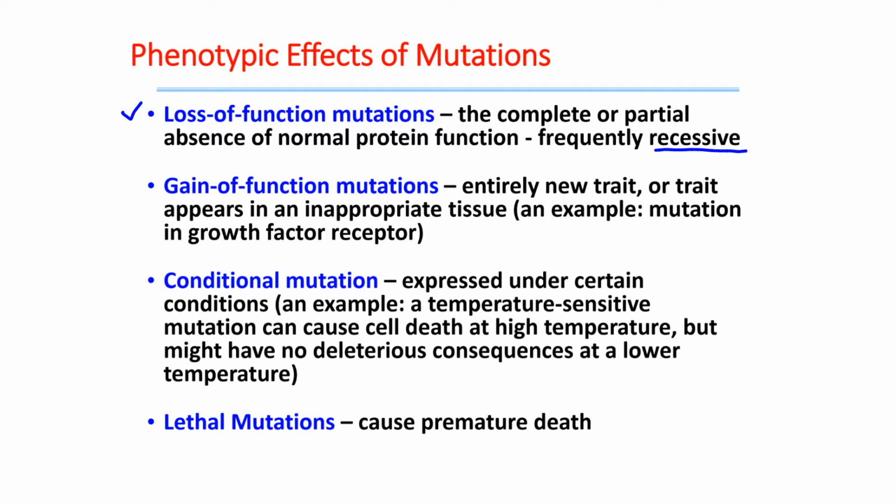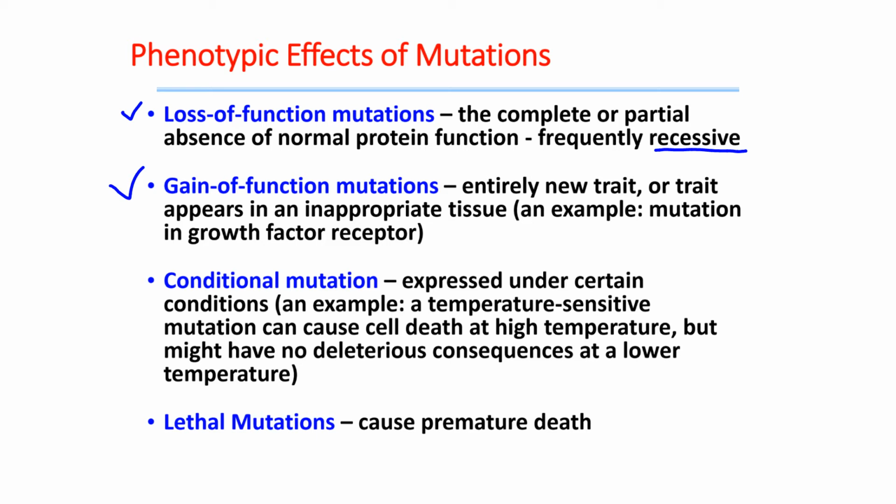Opposite to loss of function mutations are gain of function mutations. This mutation gives the cell or tissue an entirely new trait, or the trait which normally is physiological in a certain tissue appears in a new, inappropriate tissue. For example, growth factor receptor. Can you imagine if a growth factor receptor to VEGF appears, let's say, in brain tissue, and now the cells start to respond to growth factor and proliferate, it can have a deteriorating effect.